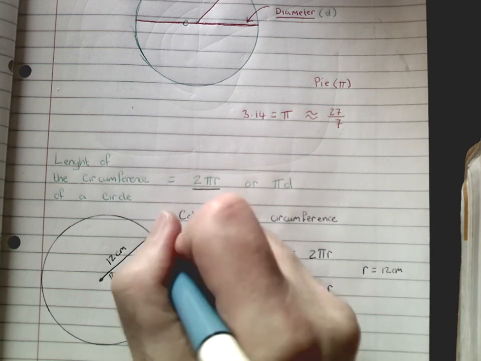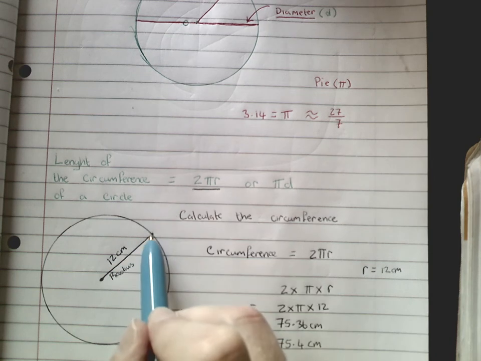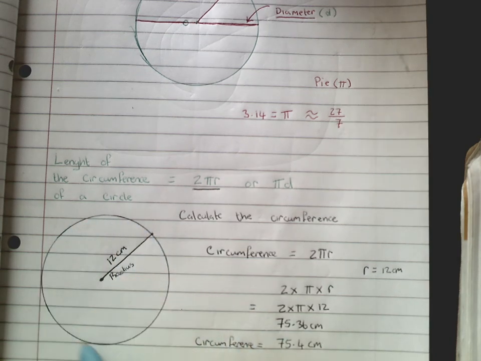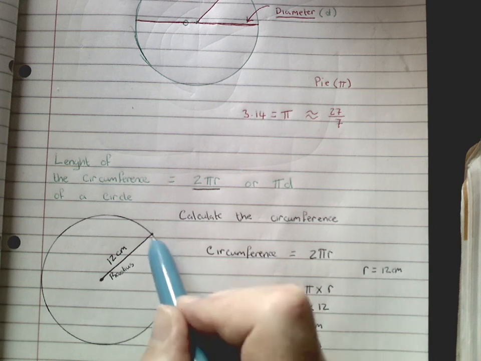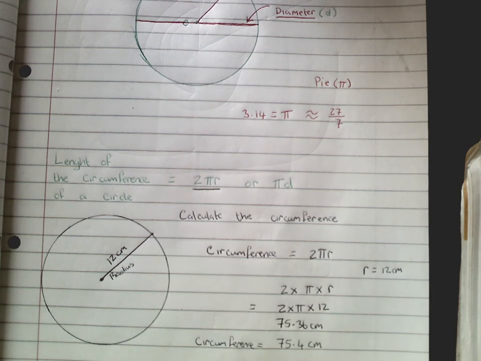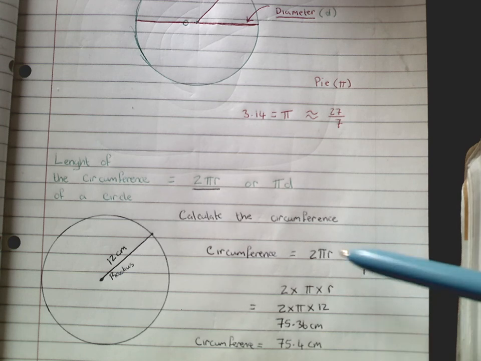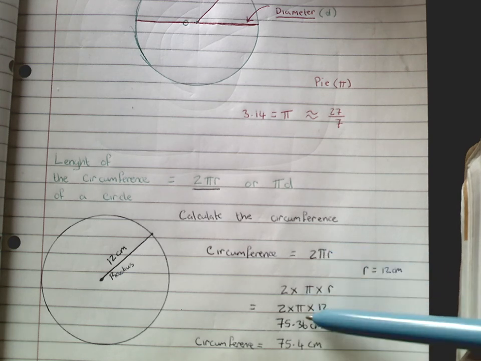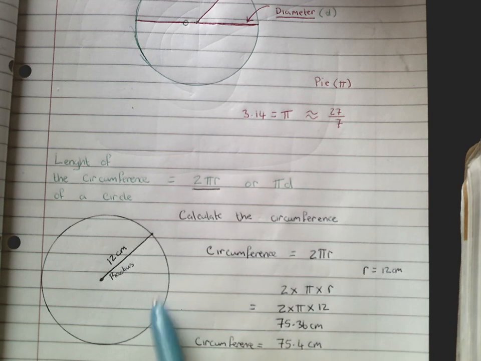So what that means is if you were to start here, let's say, and you were to go measure all the way around this line here, right the way back to here, the length of that would be 75.4 centimeters. So it's important that you're able to take this formula here and use it in order to calculate the circumference if you're given the radius.